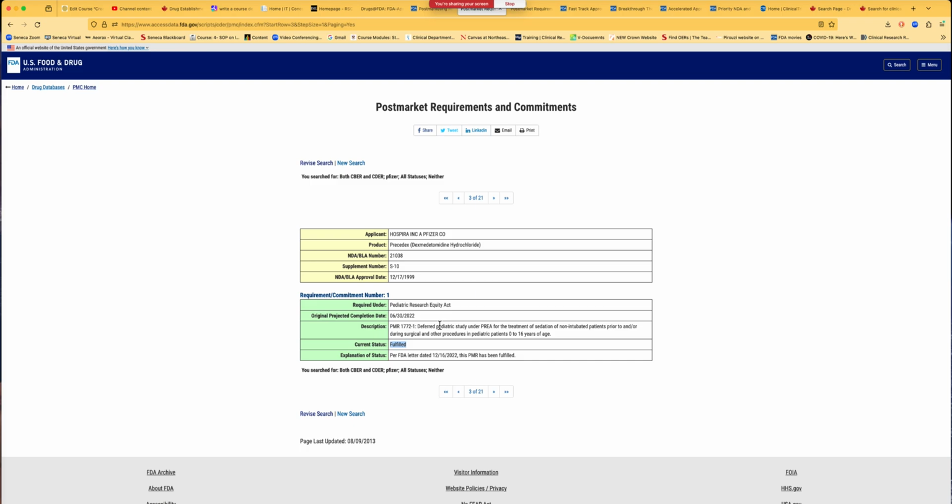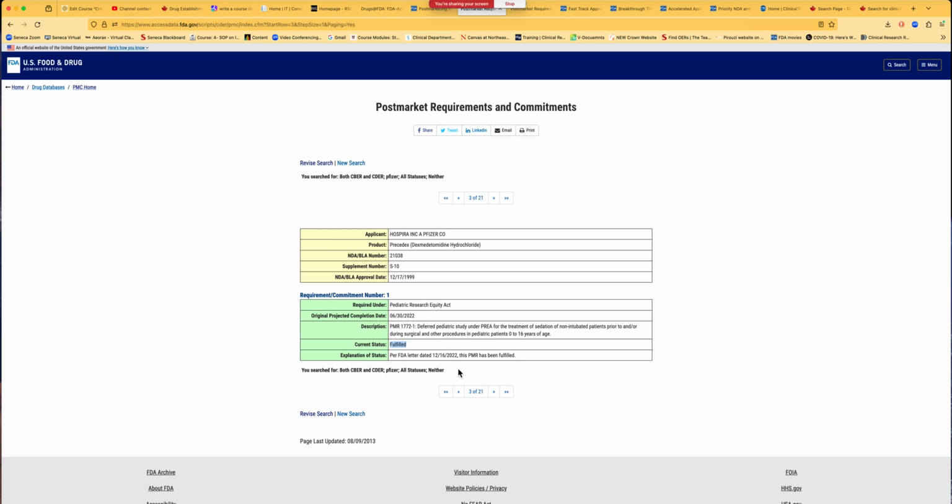So this requirement was a commitment set as a condition for Pfizer to market their drug, Precedex. And then what they did is that they went on the market and they did the study within a specific time frame in order to fulfill the request from FDA for this commitment.